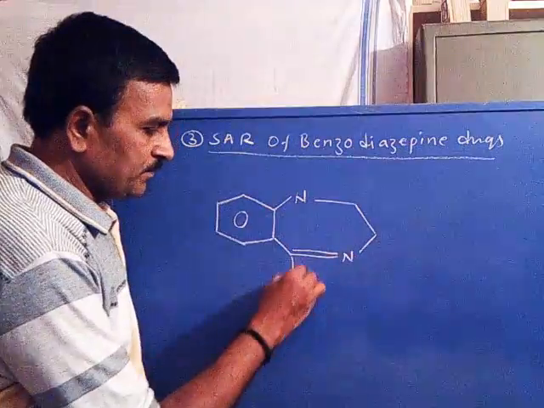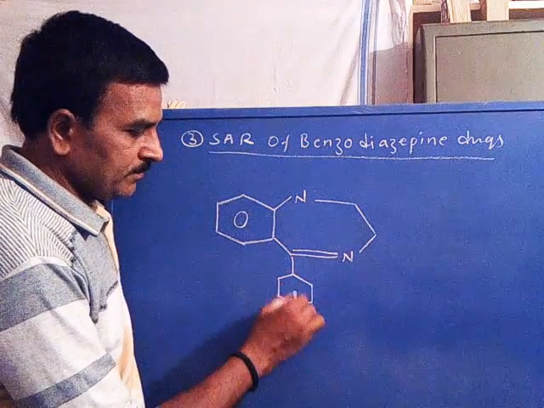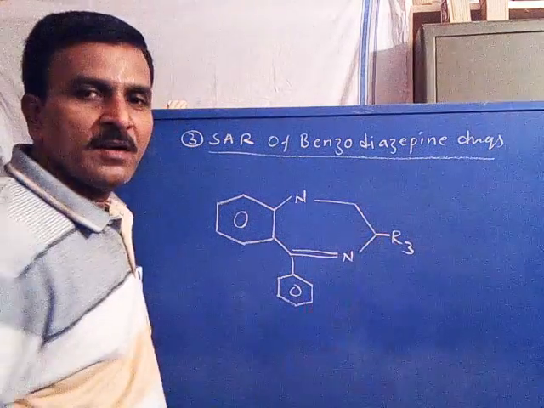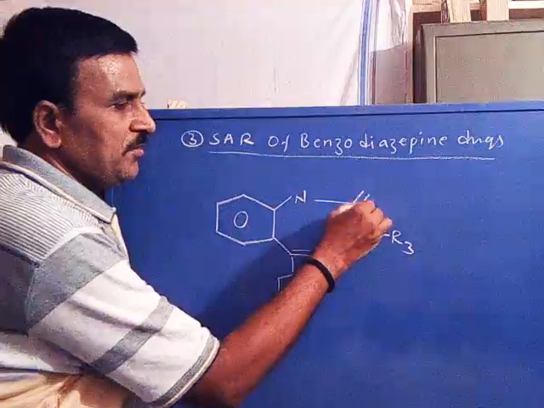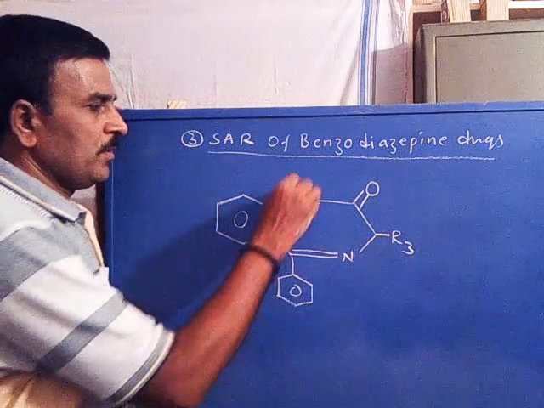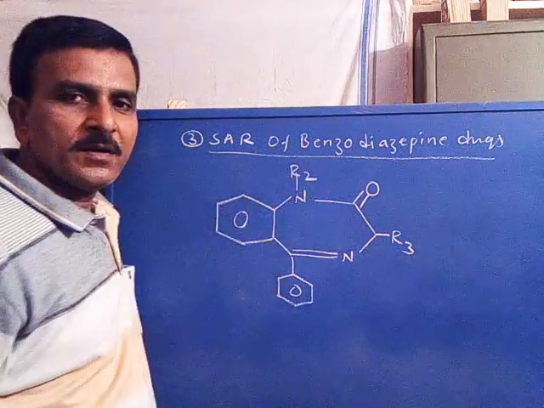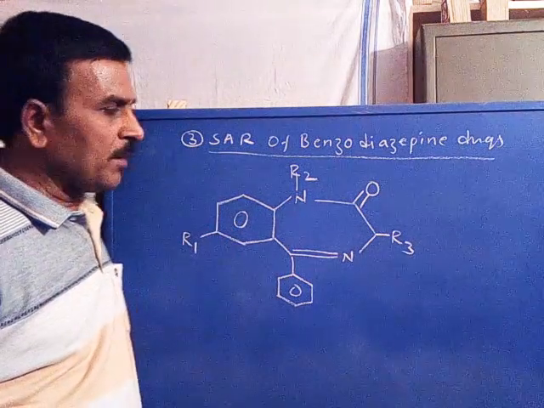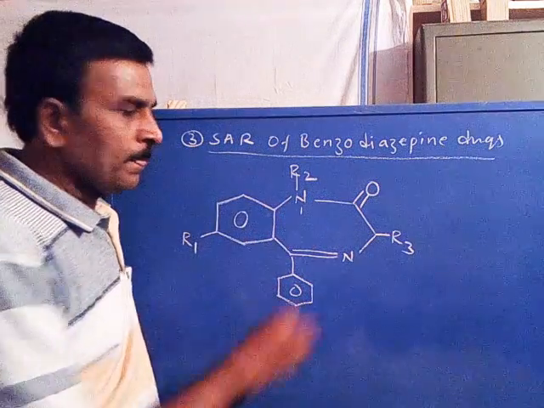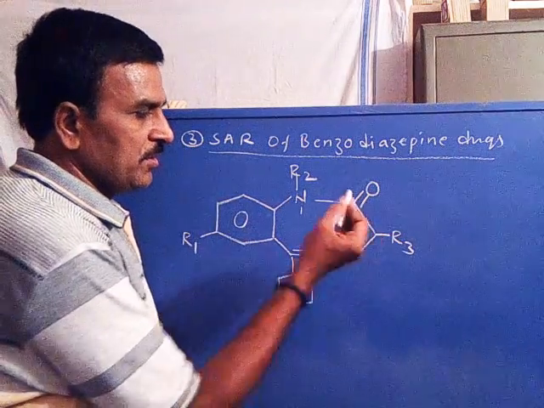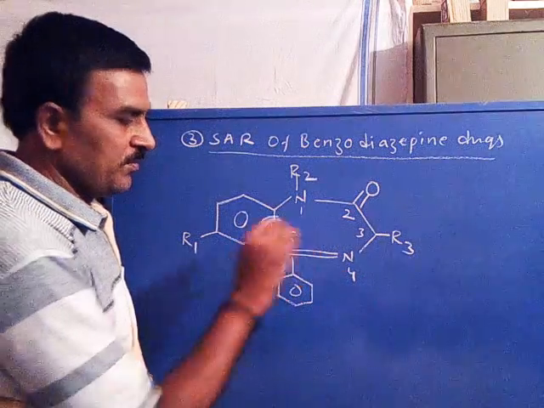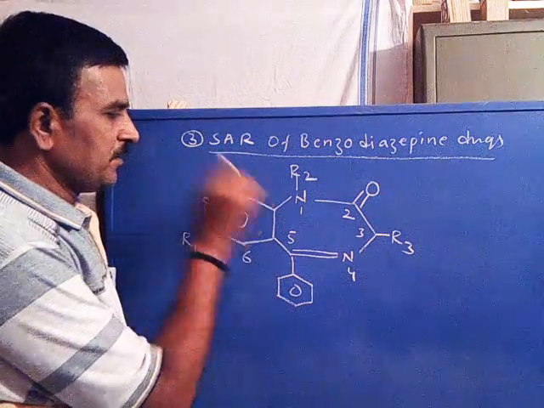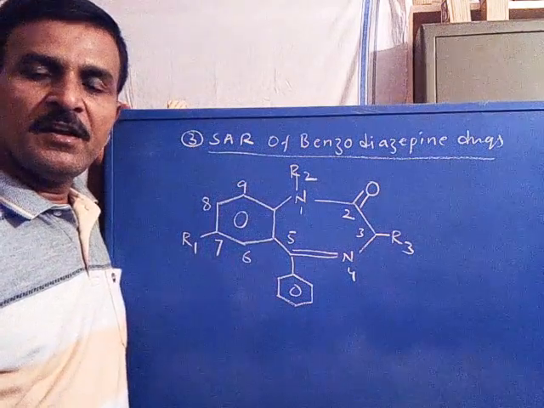Now there is a double bond. This is the phenyl ring. This is one substituent, R3 substituent. This is C double bond O, carbonyl group. Nitrogen has an R2 substituent, any substituent. This is the R1 substituent. Now its numbering starts from nitrogen 1, carbonyl 2, this is 3rd, this is 4th, this is 5th. Now this is 6th, 7th, 8th and 9th. So this is about the benzodiazepine drug.